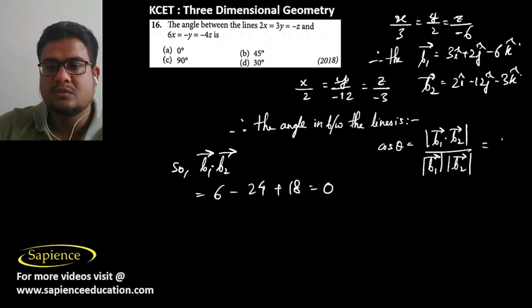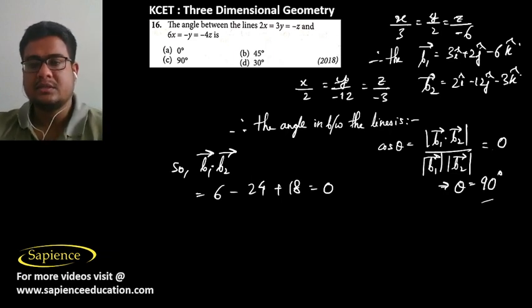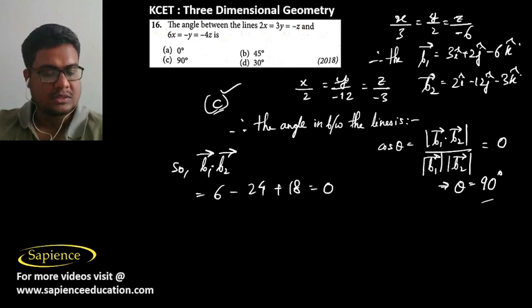So this will be equal to 0. So cos theta is 0. It means theta is 90 degrees. It means the two lines are at right angles to each other. So option C is the correct answer.